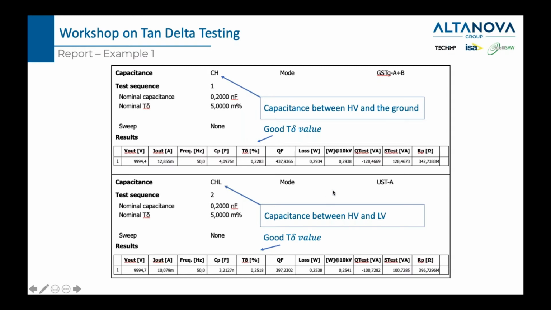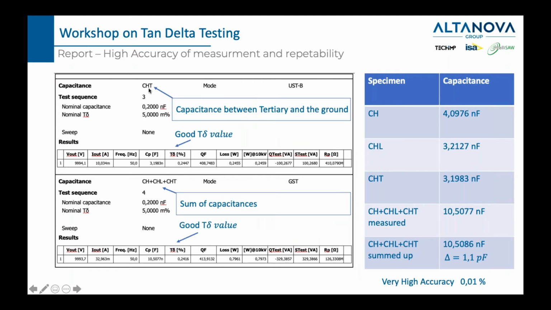The third value was CHT, the capacitance between the high voltage and the tertiary. We also got a good number, 0.2447, and the capacitance was 3.1983. As we said, sometimes some procedures require us to measure the sum. Basically, you just change the mode of measurement. We'll talk about that later.